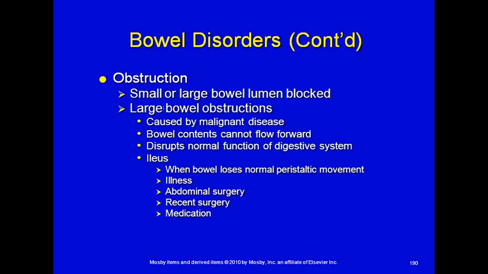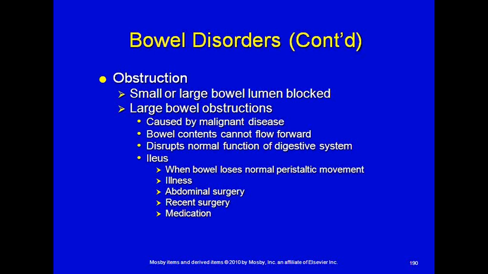Bowel obstruction, you can have large or small bowel lumen blocked by some sort of obstruction. Large bowel obstructions are usually caused by malignant diseases like cancer. The bowel contents cannot flow forward. It disrupts the normal function of the digestive system, and the person may develop an ileus. An ileus is when the bowel loses normal peristaltic movement, so peristalsis stops. And when peristalsis stops, things don't move through the system, and they have a tendency to back up.